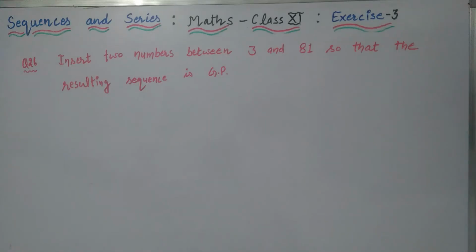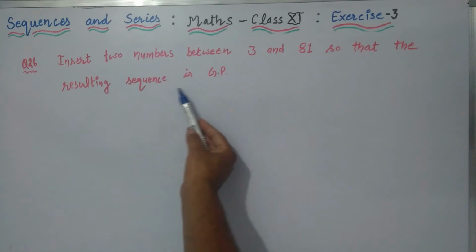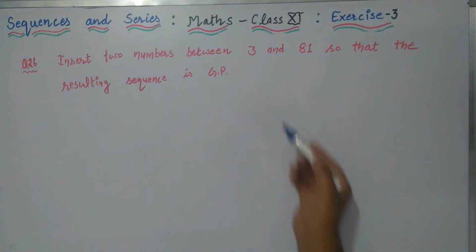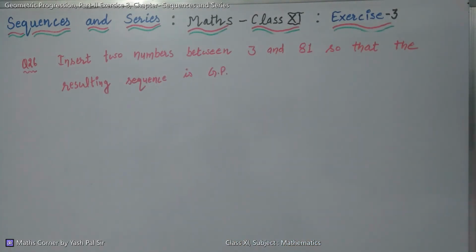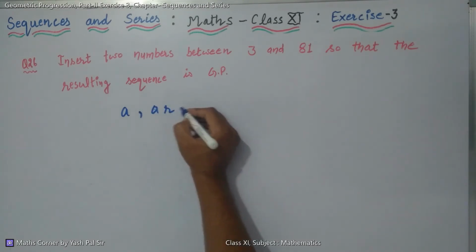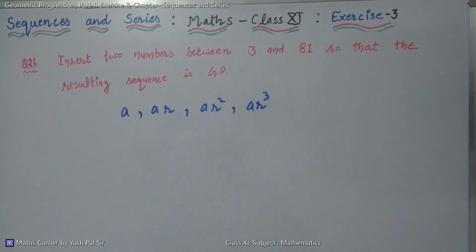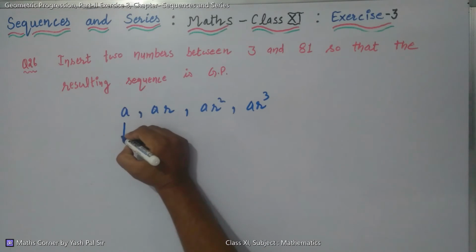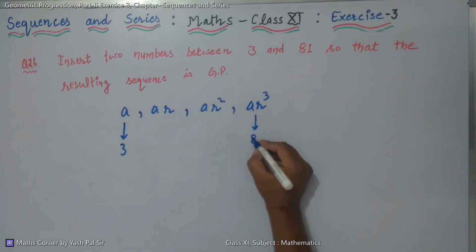Next question. Question number 26. Insert two numbers between 3 and 81 so that the resulting sequence is GP. So these are the two numbers, and we have to insert two numbers in between them. So total four numbers will be there. So let the GP be A, AR, AR square, AR raised to power 3. According to the question, first term is 3 and fourth term is 81.